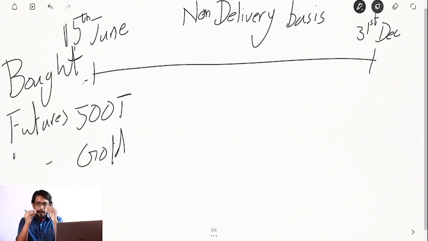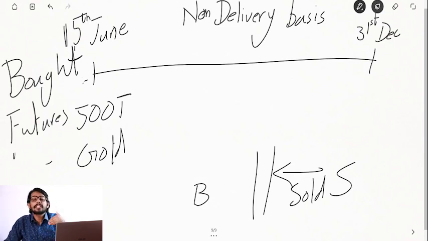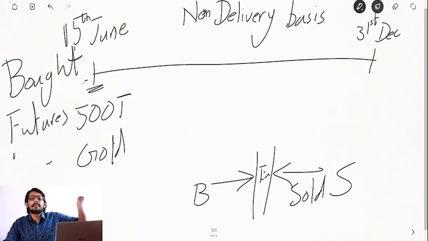So you have bought a future. Another person, you are a buyer, you have bought a future, which means you have entered into a contract to buy gold. Another person is a seller. He has sold a future, which means he has entered into a contract to sell gold. Buyer and seller meet through the exchange. Understand? On 15th June, you have bought December gold futures.